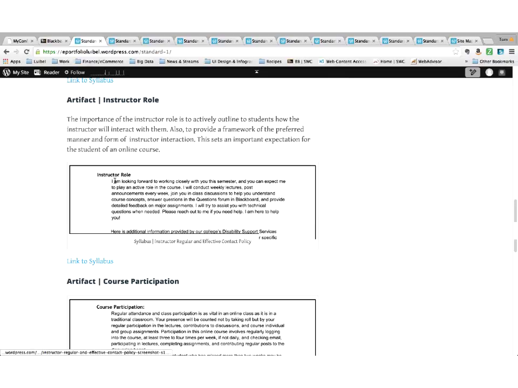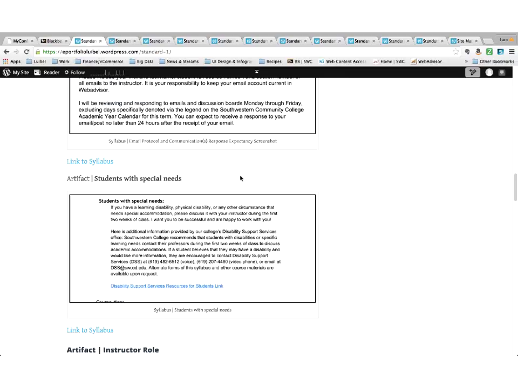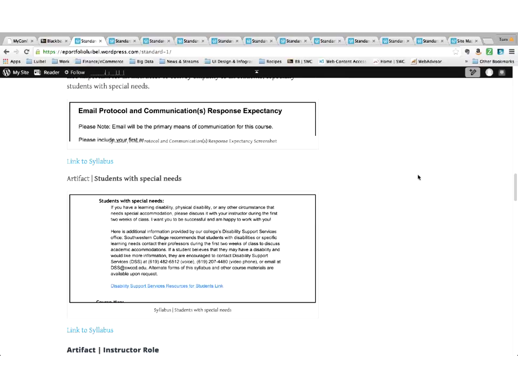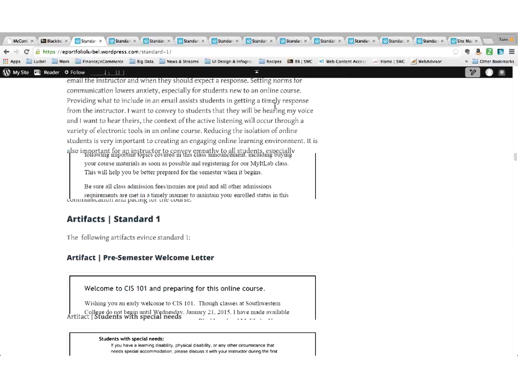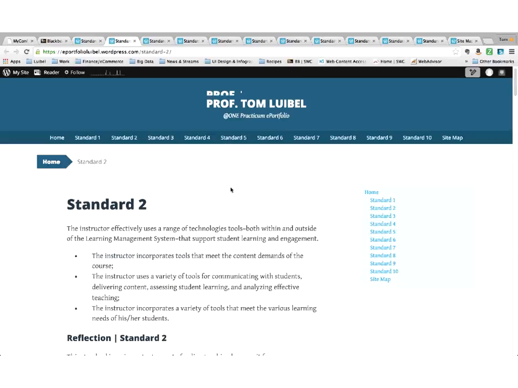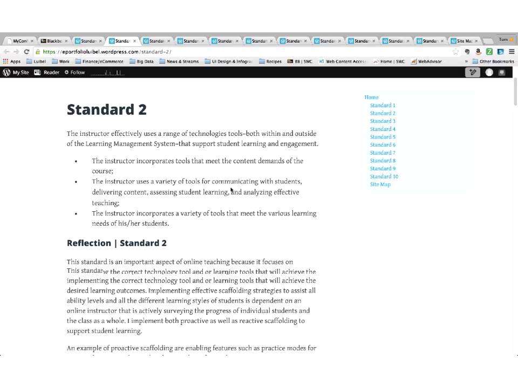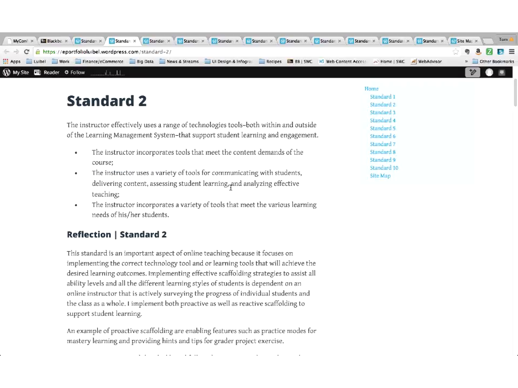And then that concludes Standard 1. And any of these artifacts that you want to look at, by the way, you can just click on and they'll open up a new tab. All right, now on to Standard 2.